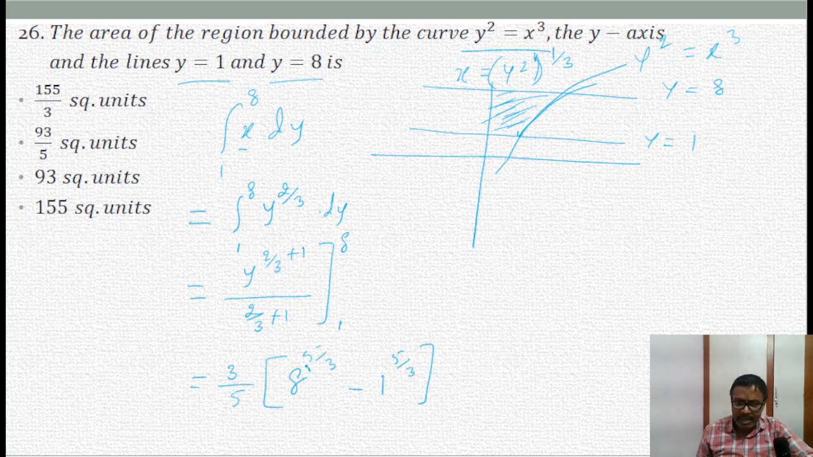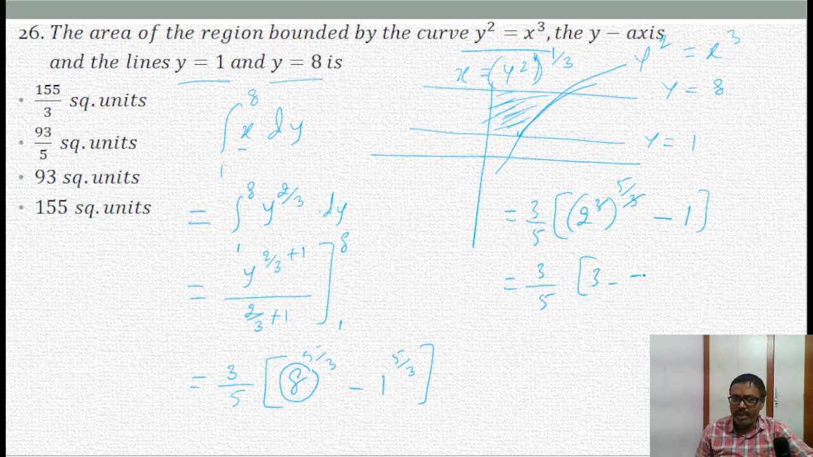That's it friends. 8 can be written as 2 cube. So your answer will be, it is very simple now, 3 by 5 into 2 cube to the power 5 by 3 minus 1 to the power anything is 1. 3 and 3 will get cancelled, 2 to the power 5, 2 to the power 5 is 32, minus 1, so it is 3 by 5 into 31, so your answer is 93 by 5.